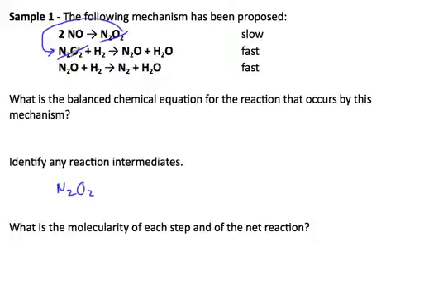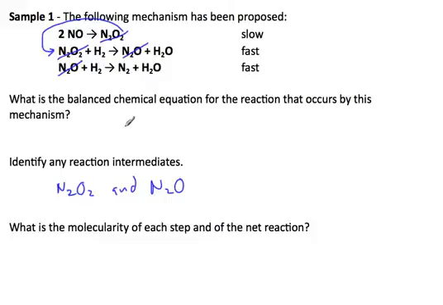Formed in step 1, used in step 2. And what's the other intermediate? There's one other, and here it is, N2O. Formed in the second step, used as a reactant in the third step. So there is none of it left. So N2O2 and N2O are the reaction intermediates.